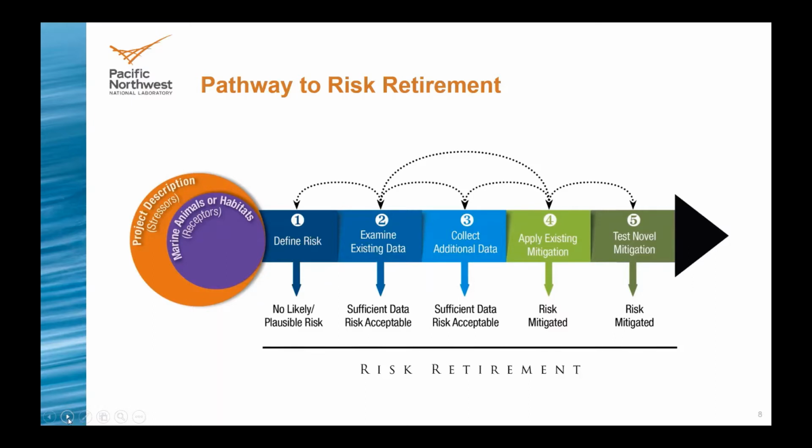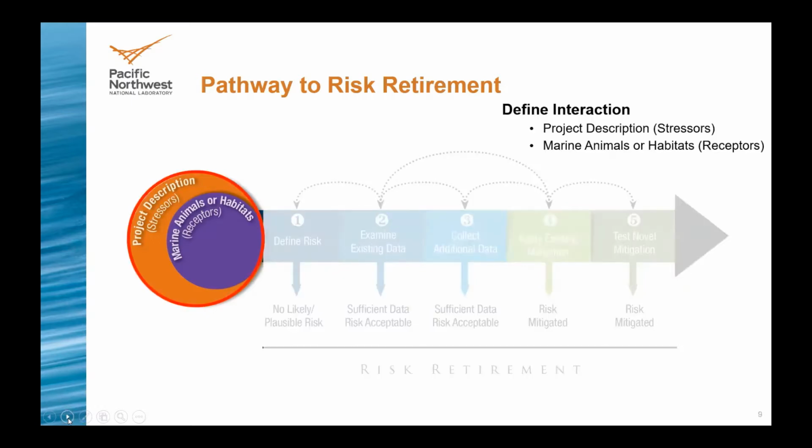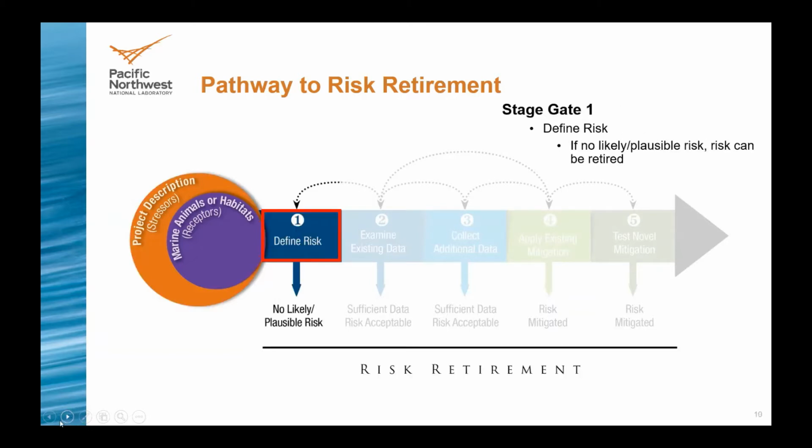So I'm going to walk through the different steps. First, we're going to start with the circles on the left here. When regulators receive applications for MRA developments, it's important to have a good project description. So this pathway starts here with describing the project or stressors, such as how many devices, what types of device, and how will they operate. It's also important to describe the marine animals, habitats, and uses of the oceans, or receptors, that occur in the same area. And then we enter into the pathway with a series of stage gates.